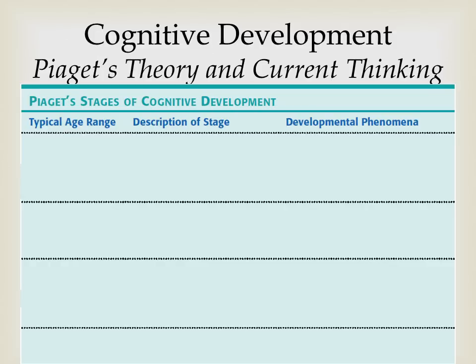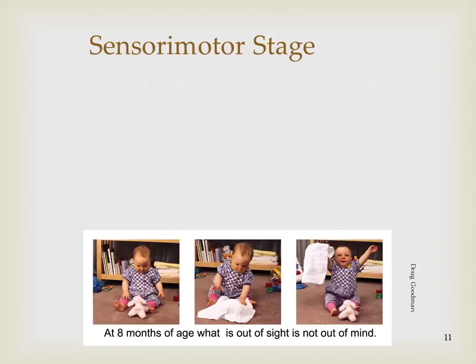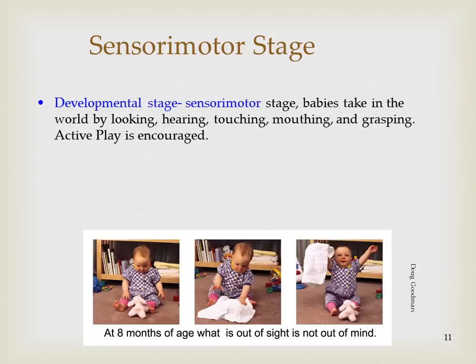Piaget believed that with this, we go through 4 different stages of cognitive development. As we go through it, I know I have a chart in your packet. You might want to make sure you have the age group for each stage, a description for each stage, and the developmental phenomenon that's occurring with each stage. So let's go to stage 1. Stage 1 is the sensorimotor stage. It's when babies take in the world by looking, hearing, touching. They use their mouth for everything, and grasping everything.